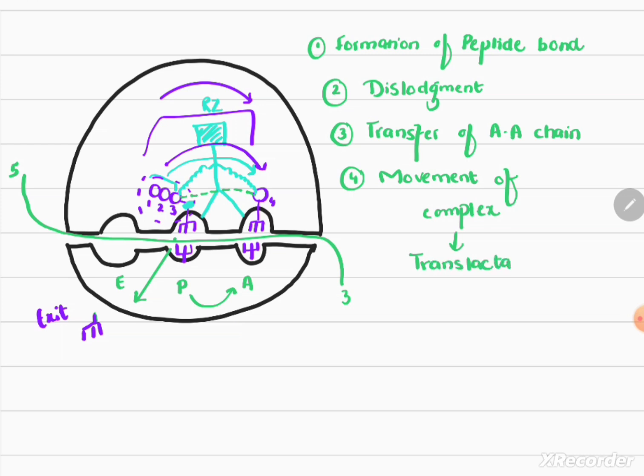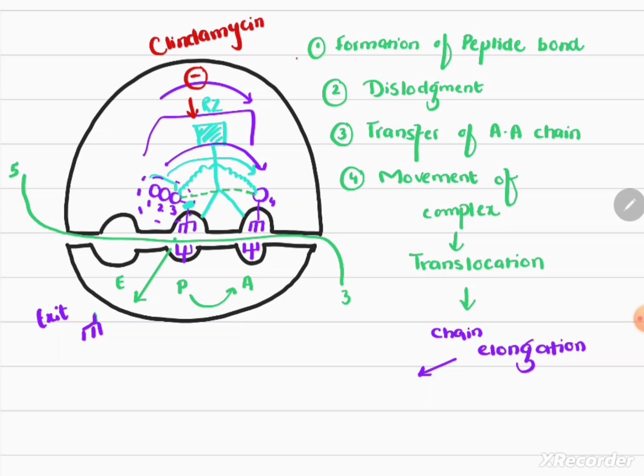Right? As a result of this translocation, what occurs? Chain elongation. This is basically the formation of an amino acid chain, and the chains of amino acids are basically the proteins. So this step is called chain elongation. What clindamycin does is that it inhibits this ribozyme, and as a result, all these steps will be inhibited. So there will be no chain elongation. This is how clindamycin acts, and this is how it prevents the synthesis of proteins in the bacteria.